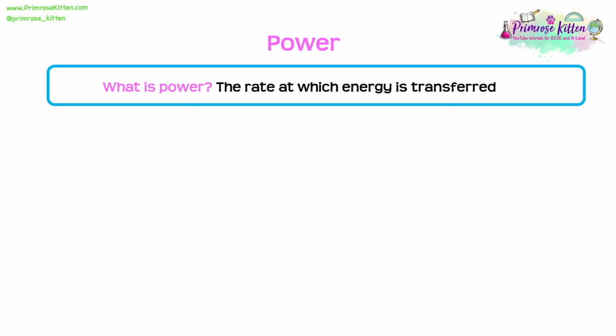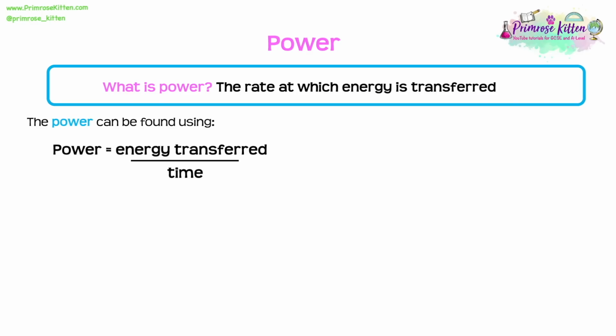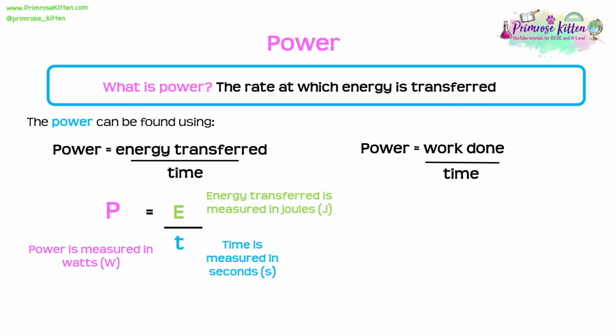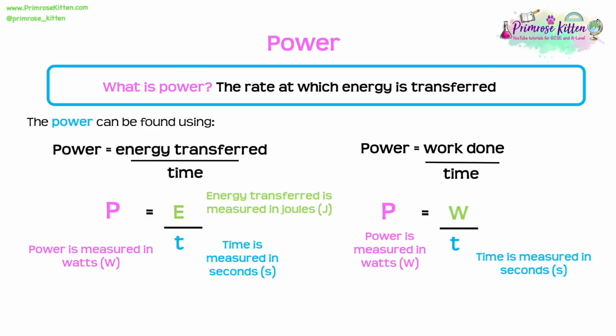Power is the rate at which energy is transferred. We can find the power in one of 2 ways. The first way we can use is that power equals energy transferred divided by time, or P equals E over T. Now remember, power is measured in watts, energy transferred is measured in joules, and time is measured in seconds. Alternatively, we could say that power equals work done over time. In this case, that's P equals W over T. Power is still measured in watts, time is still measured in seconds, and work done is measured in joules.